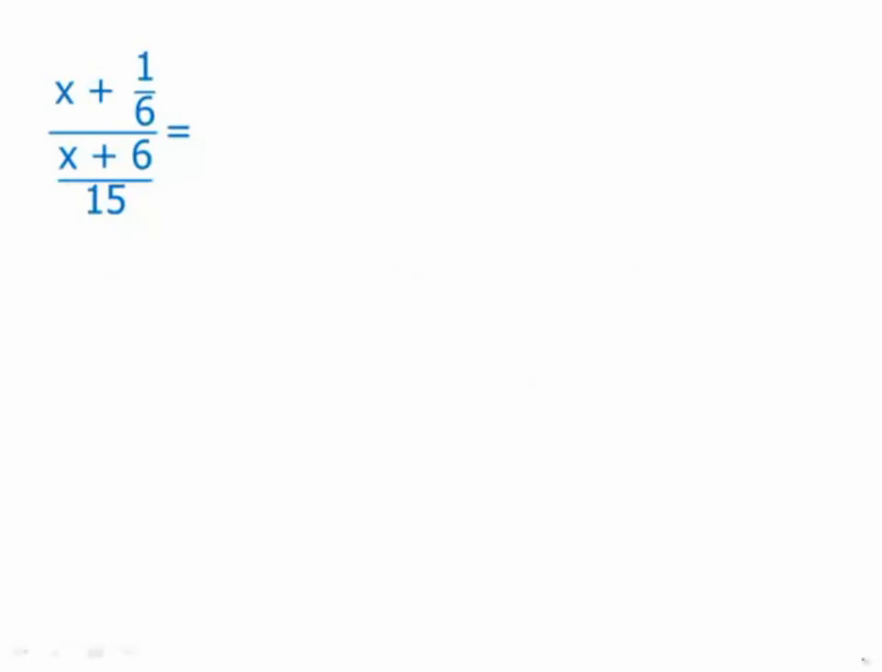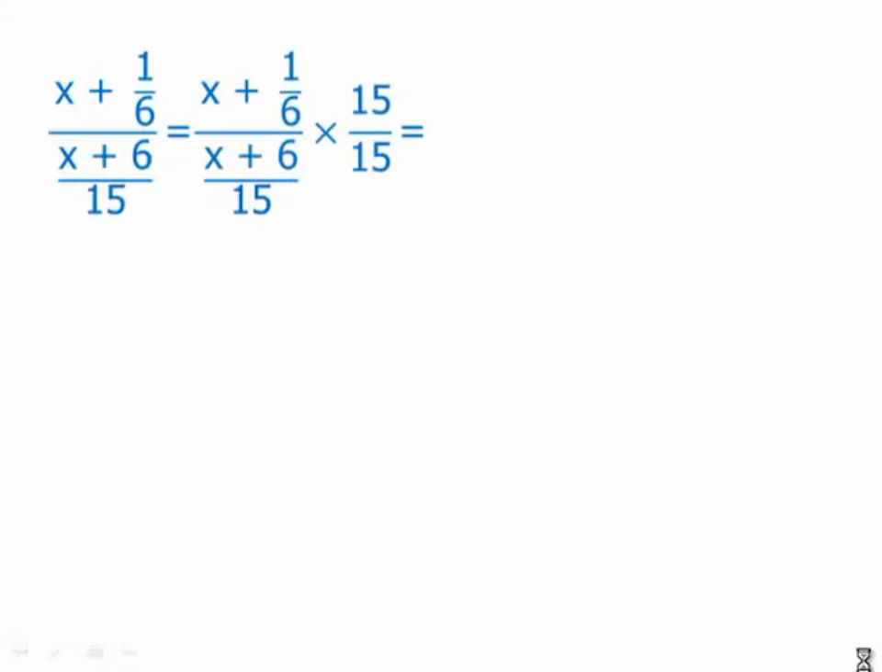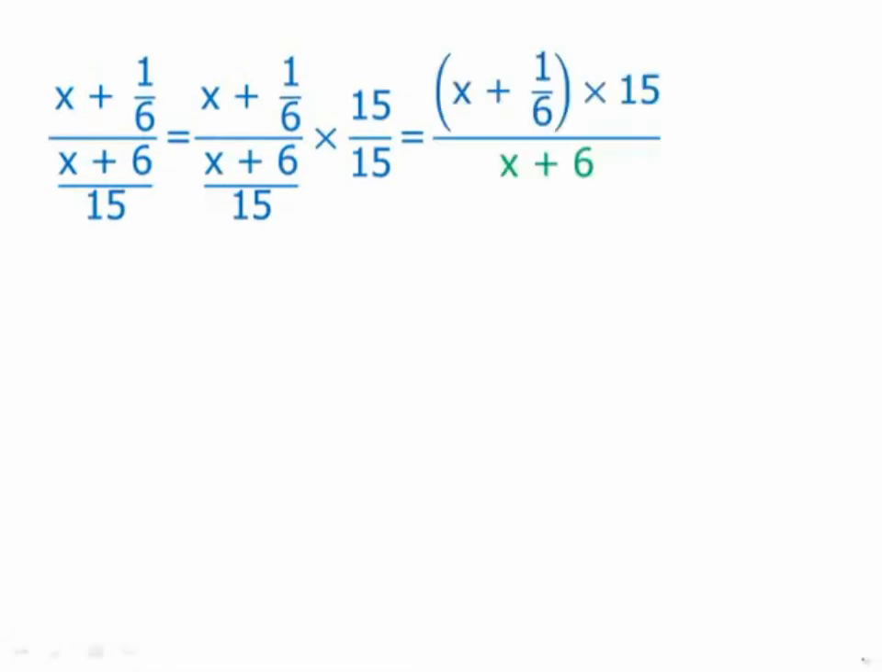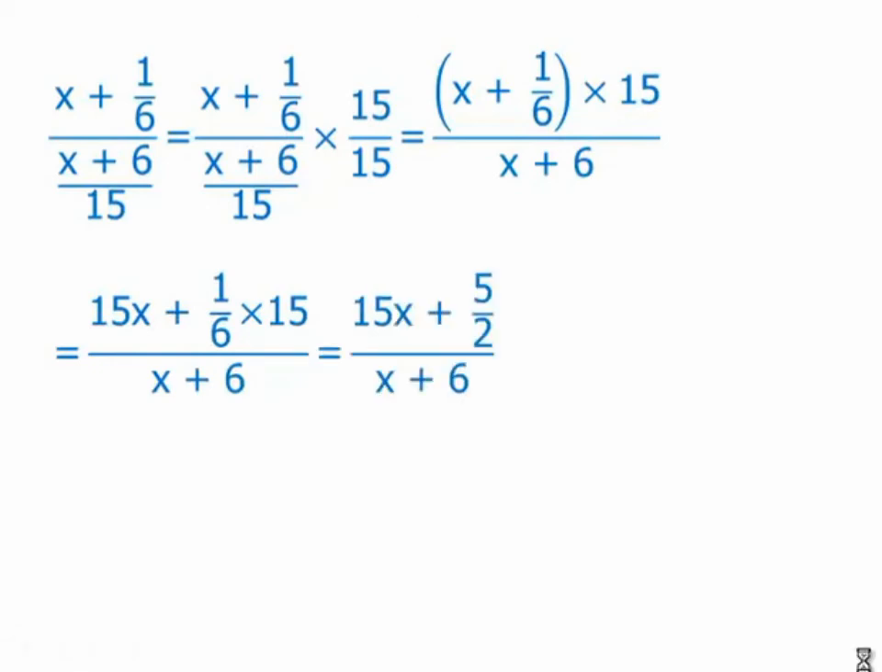I'm going to multiply the numerator and denominator by 15. In the denominator, it will just cancel, and I'll get the numerator, which is x plus 6, the numerator of that little fraction. So I've eliminated the fraction in the denominator at this point. I will distribute the 15 in the numerator. So I get 15x, then I get 1/6 times 15, and that simplifies to 5/2.